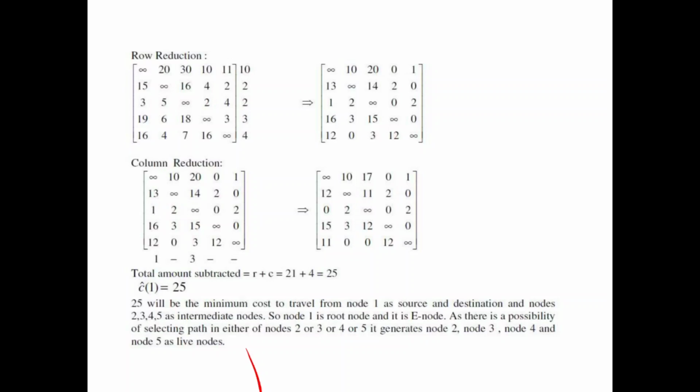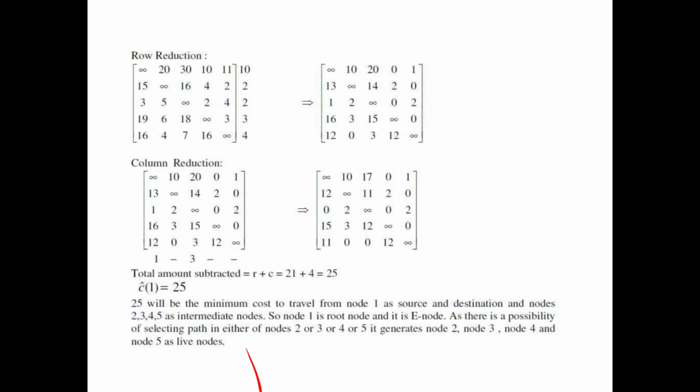Second column, no need to subtract. Third column, you can see the least cost value is nothing but 3. 20 minus 3 is nothing but 17. 14 minus 3 is nothing but 11. Infinity will be same. 15 minus 3, that is 12. Next, 3 minus 3 is nothing but 0. Fourth column, no need to reduce. Fifth column also, no need to reduce.